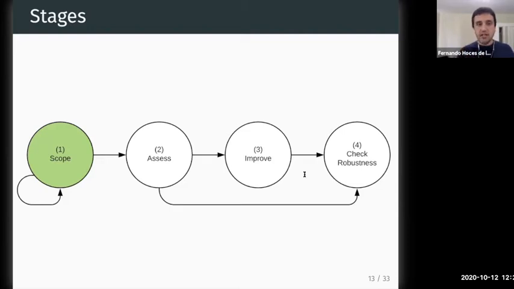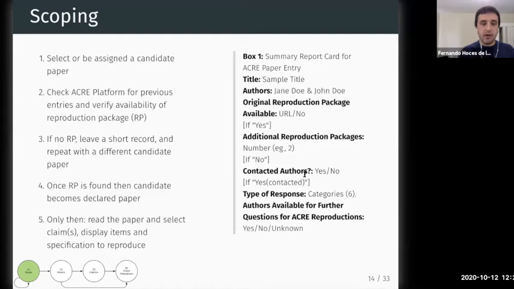The first stage is what we call the scoping stage, where we ask reproducers to either be assigned or select a candidate paper. And for this paper, the only thing we ask them is to go check whether or not there are any reproduction materials, which we call the reproduction package. If there are any reproduction materials, they can move forward. If there are not, we ask them to report that or contact the authors to see if the authors can facilitate some reproduction materials that can be used for this exercise. In either case, we want to record that exercise and leave a record for that.